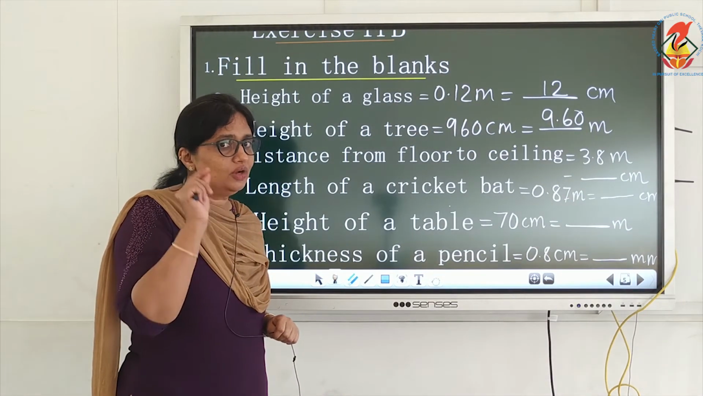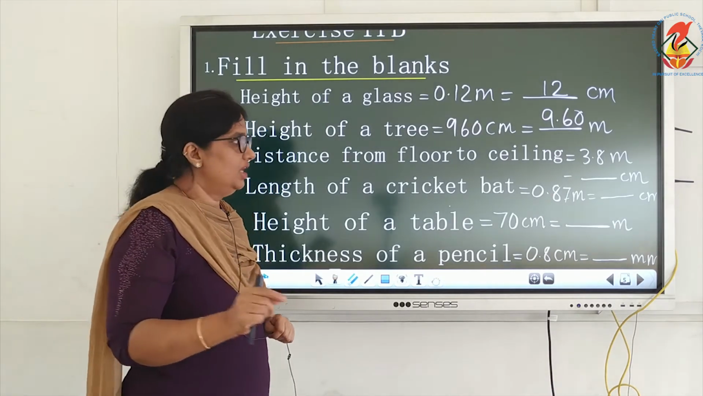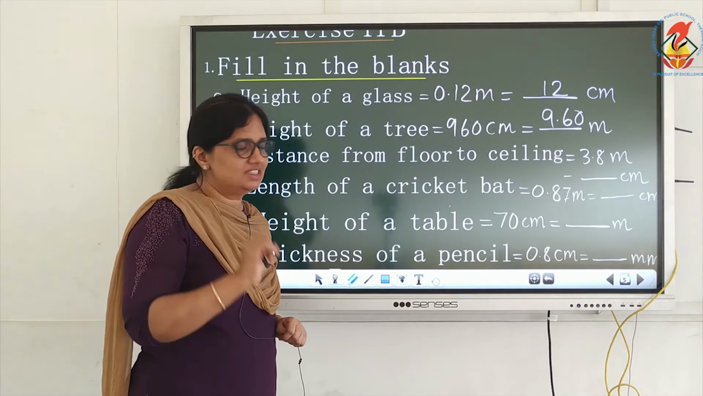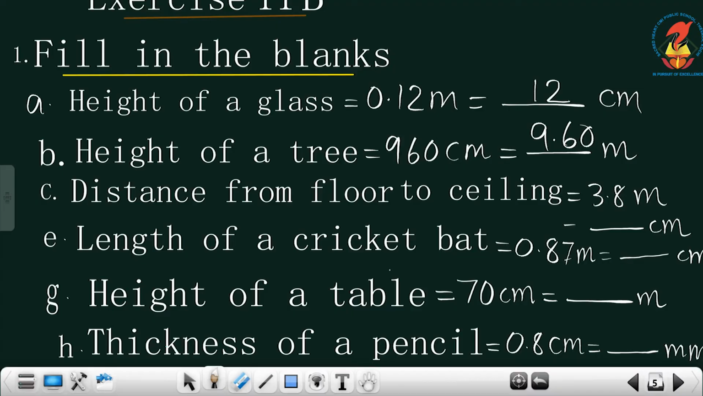So 3.8 into 100, what will happen there? I told you for the multiplication, the decimal places move to the right only. How many places? 2 places. That means it will become what? 3.8 will become what? For 10 it will become 38. For 100 it will become what? 380.